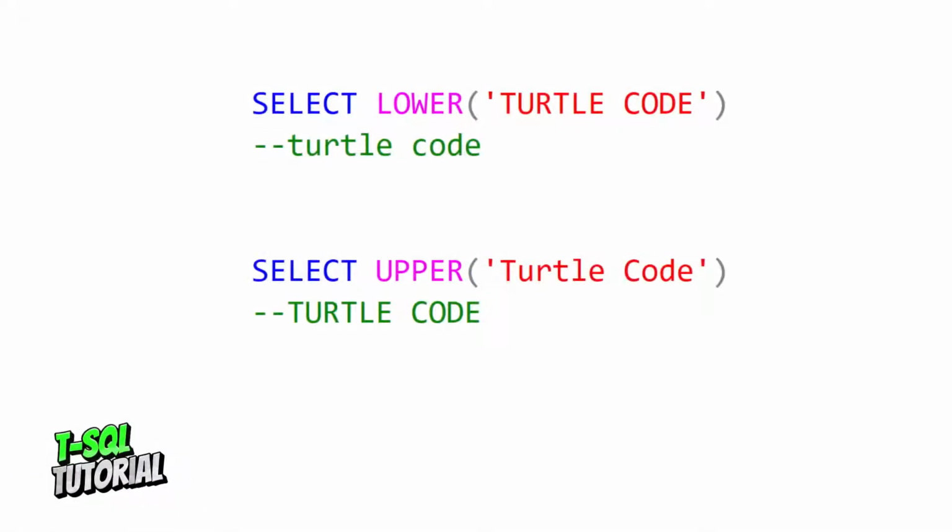In the T-SQL programming language, the lower and upper functions are used to convert string expressions to lowercase or uppercase. The parameter passed to the lower or upper function can be a string expression or a column with a string data type. Let's understand better how lower and upper functions work by making an example in SQL Server.